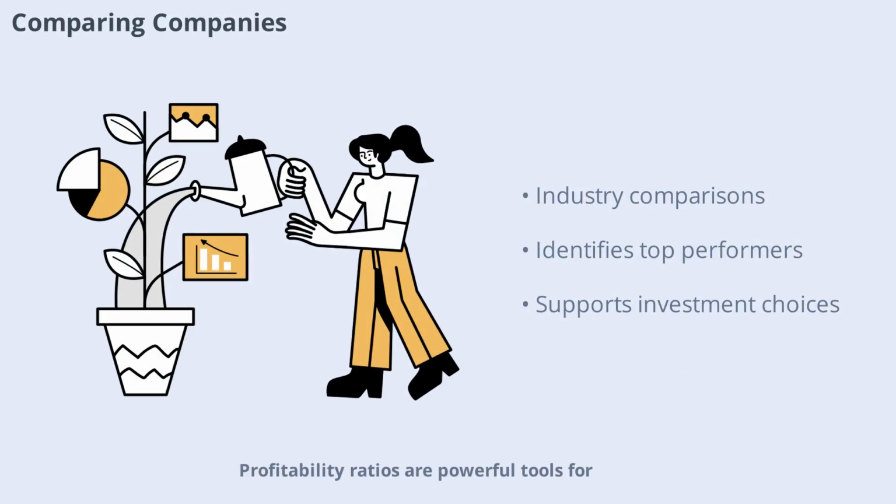Profitability ratios are powerful tools for comparing companies within the same industry. By analyzing these ratios, investors and analysts can identify which companies are more efficient, better managed, or more profitable. This comparison helps in making informed investment choices and understanding industry benchmarks.